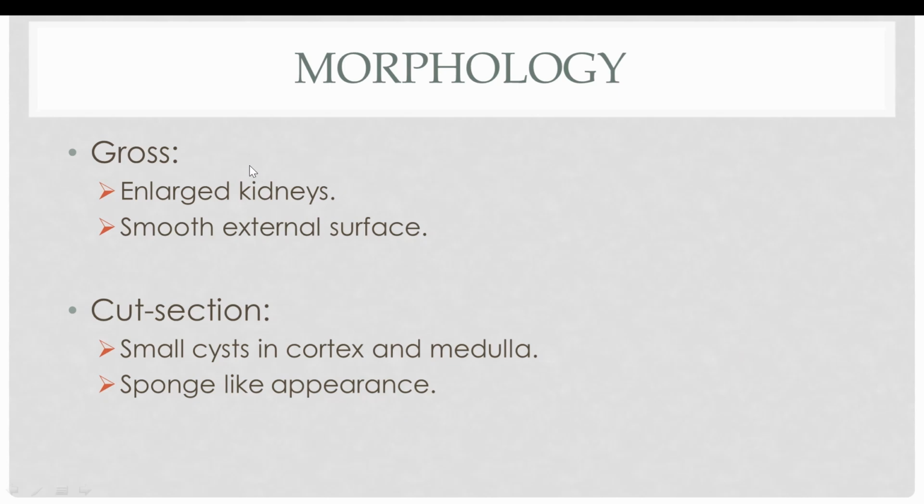Coming on towards the morphology, the gross appearance reveals large size of the kidneys. Unlike adult polycystic kidney disease, the external surface of the affected kidneys is smooth. The cut section reveals small cysts present in the cortex and medulla, giving the kidney a specific sponge-like appearance.